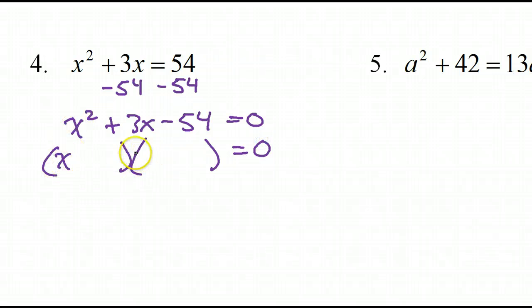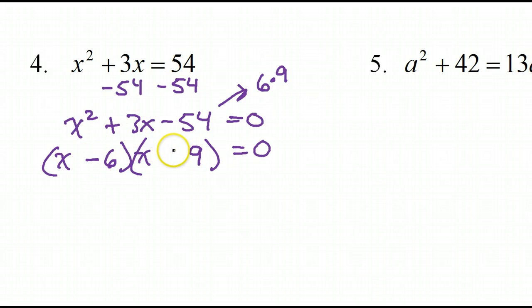X squared is x times x. All right, 54, first thing that comes to my mind is 6 times 9. All right, and that's looking good because 9 minus 6 is 3. So let's go ahead and go with that. There are other ways to make 54, but this is looking so good, why go any further? So we need a positive 3. So if I have a negative 6 and a positive 9, that would make positive 3. Okay, and a negative times a positive is a negative.